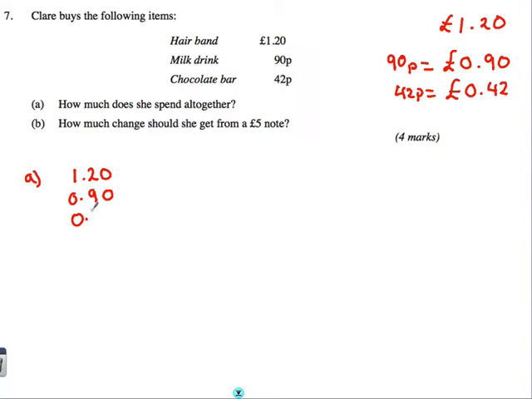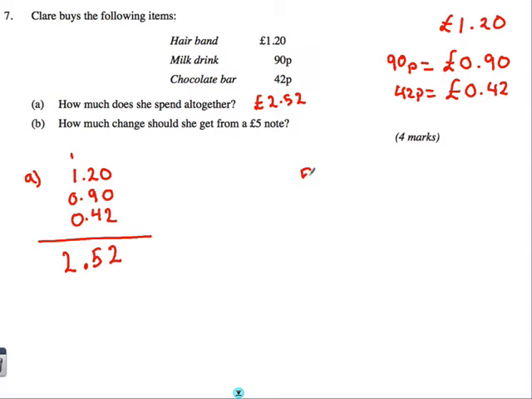So 0.42. 0 plus 0 plus 2 is 2. 9 plus 2 is 11 plus 4 is 15. Carry the 1. We've reached the decimal point, so we put the point. And 1 plus 1 plus 0 plus 0 is going to leave us 2. So 1 plus 1 is 2. So she spends £2.52 altogether. How much change should she get from a £5 note?